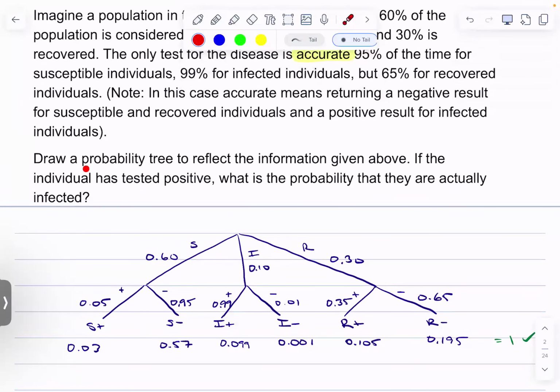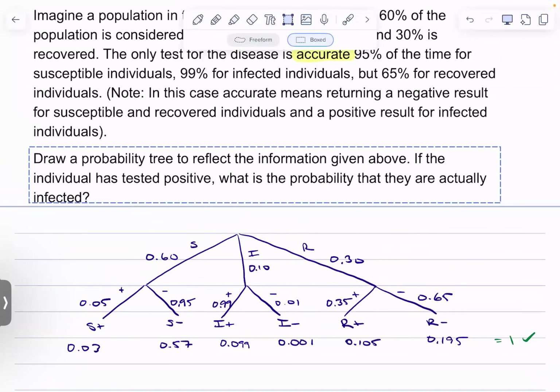Here, draw a probability tree to reflect the information given above. Right? That would be part A. Probably, I don't know, 4 marks. If the individual has tested positive, what's the probability that they're actually infected? Probably 2 marks. I'll show you why. Well, I usually default to 2 marks.